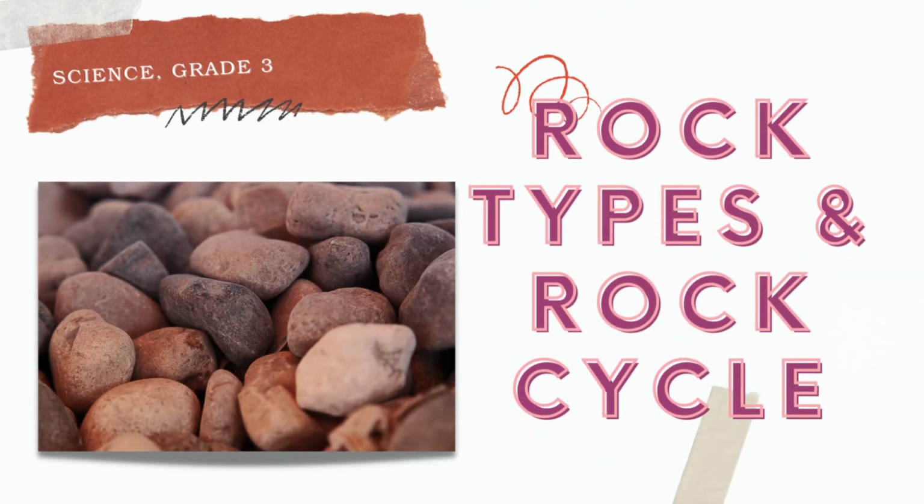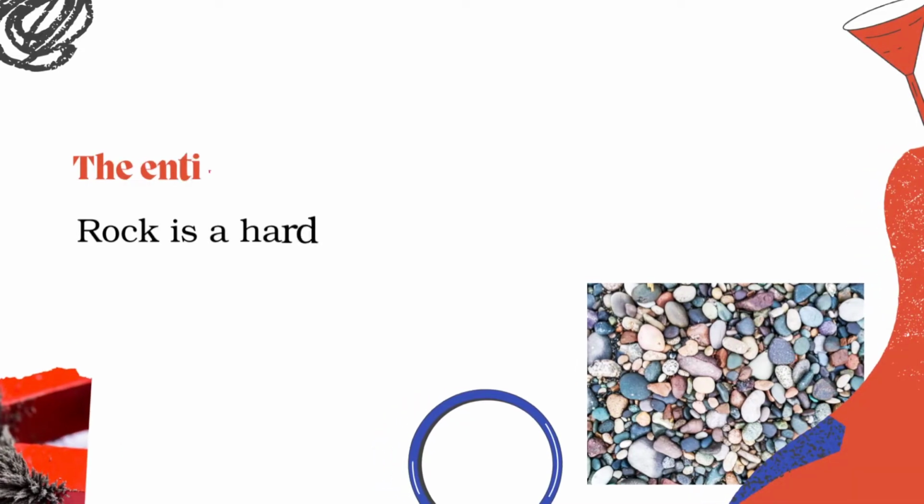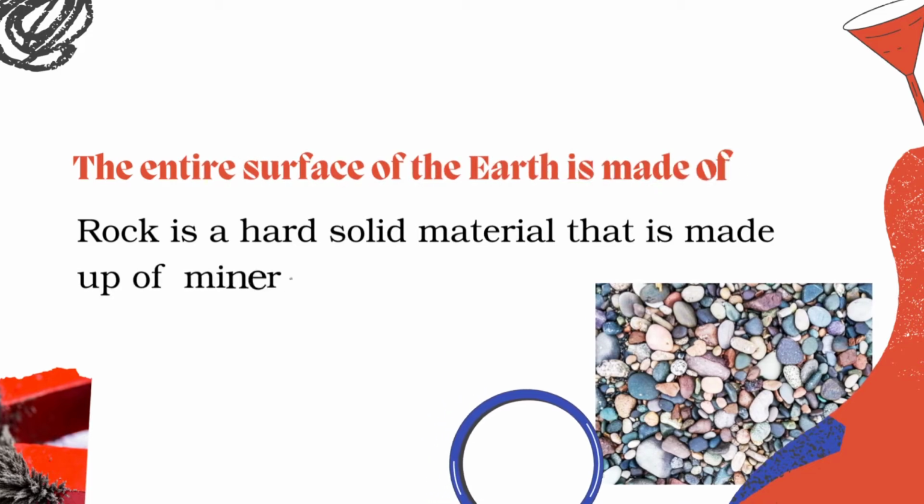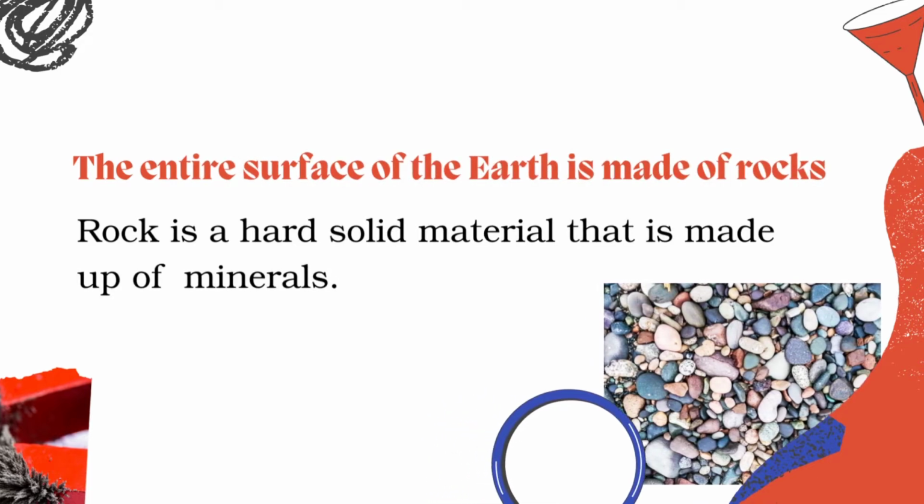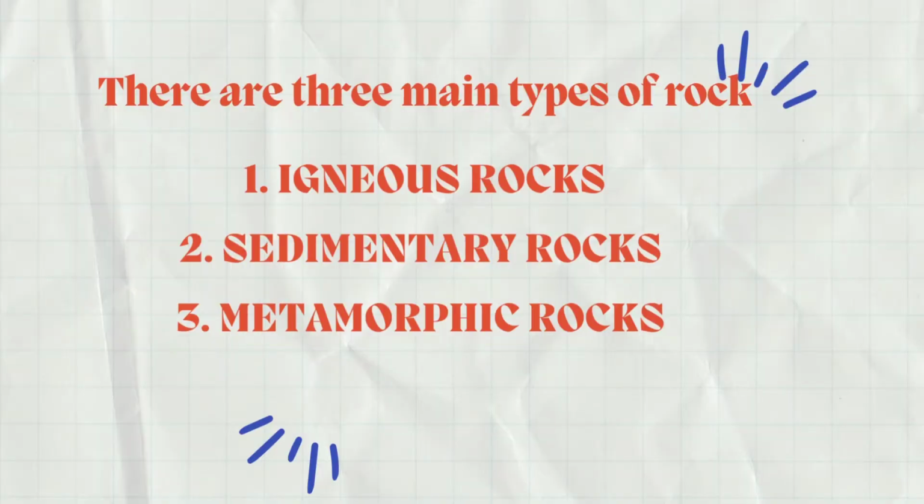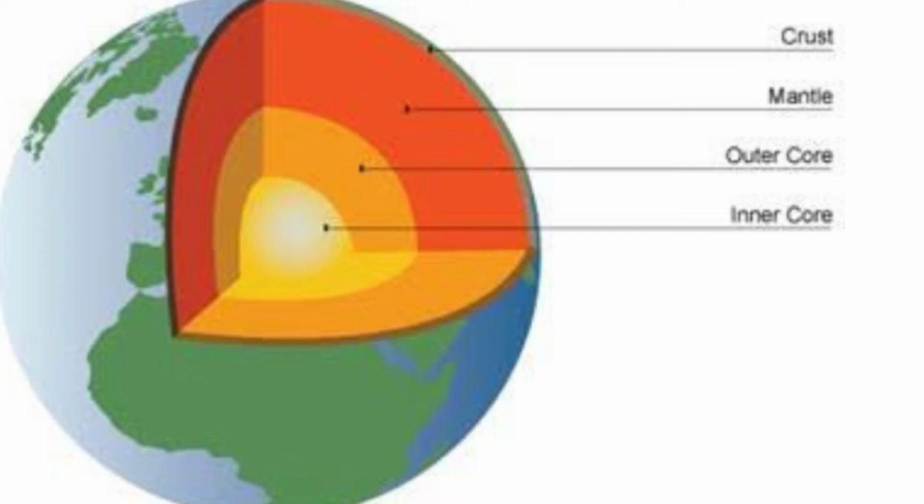Welcome to class. In today's lesson, we'll look at rock types and the rock cycle. In our last class, we said that rocks are hard, solid material that is made up of minerals. Today we want to look at how the three types of rock are formed. You already know that the three types of rock are igneous rock, sedimentary rock, and metamorphic rock.